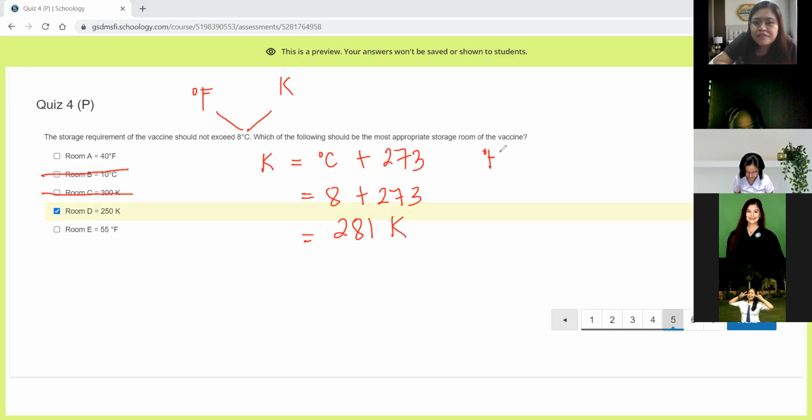Now, for degrees Fahrenheit, our formula is 9/5 times 1.